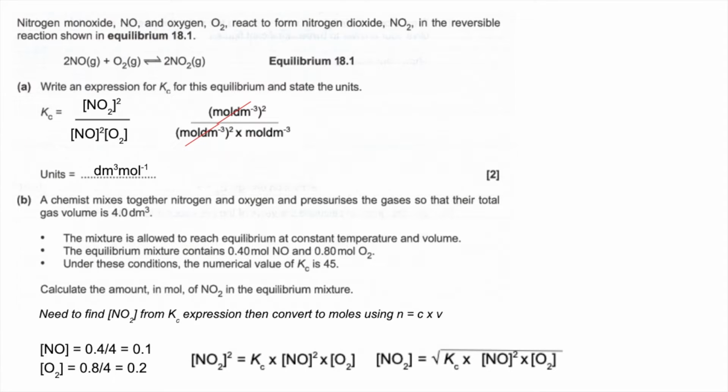So [NO2] is equal to the square root of those numbers there, remembering we need to square this one. So that comes out at 0.3. Remember, this is a concentration, so it's moles per decimeter cubed. And then the moles is concentration times volume, 1.2 moles.